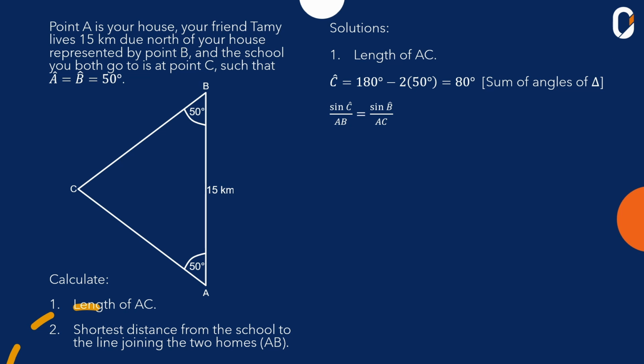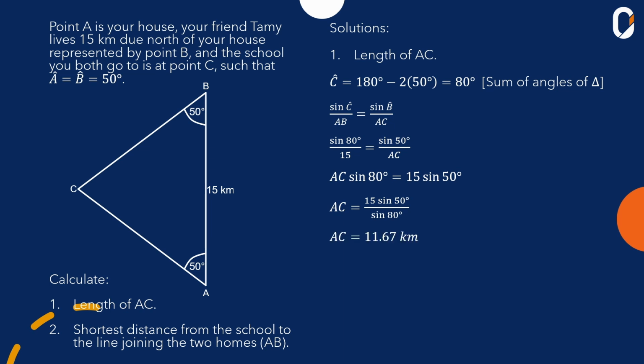Now, plugging in the values I have, sine of 80 degrees divided by 15 is equal to sine 50 divided by AC, and cross multiplying that, I will have AC sine of 80 degrees is equal to 15 sine of 50 degrees. Making AC the subject of the formula and dividing both sides by sine 80, I will have AC is equal to 15 sine of 50 degrees divided by sine of 80, and hence AC is equal to 11.67 kilometers.